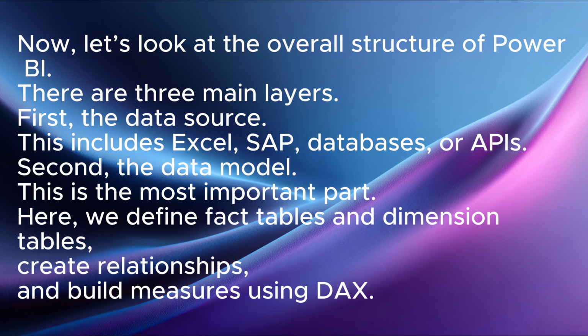Now let's look at the overall structure of Power BI. There are three main layers. First, the data source. This includes Excel, SAP, databases, or APIs. Second, the data model. This is the most important part. Here we define fact tables and dimension tables, create relationships, and build measures using DAX.